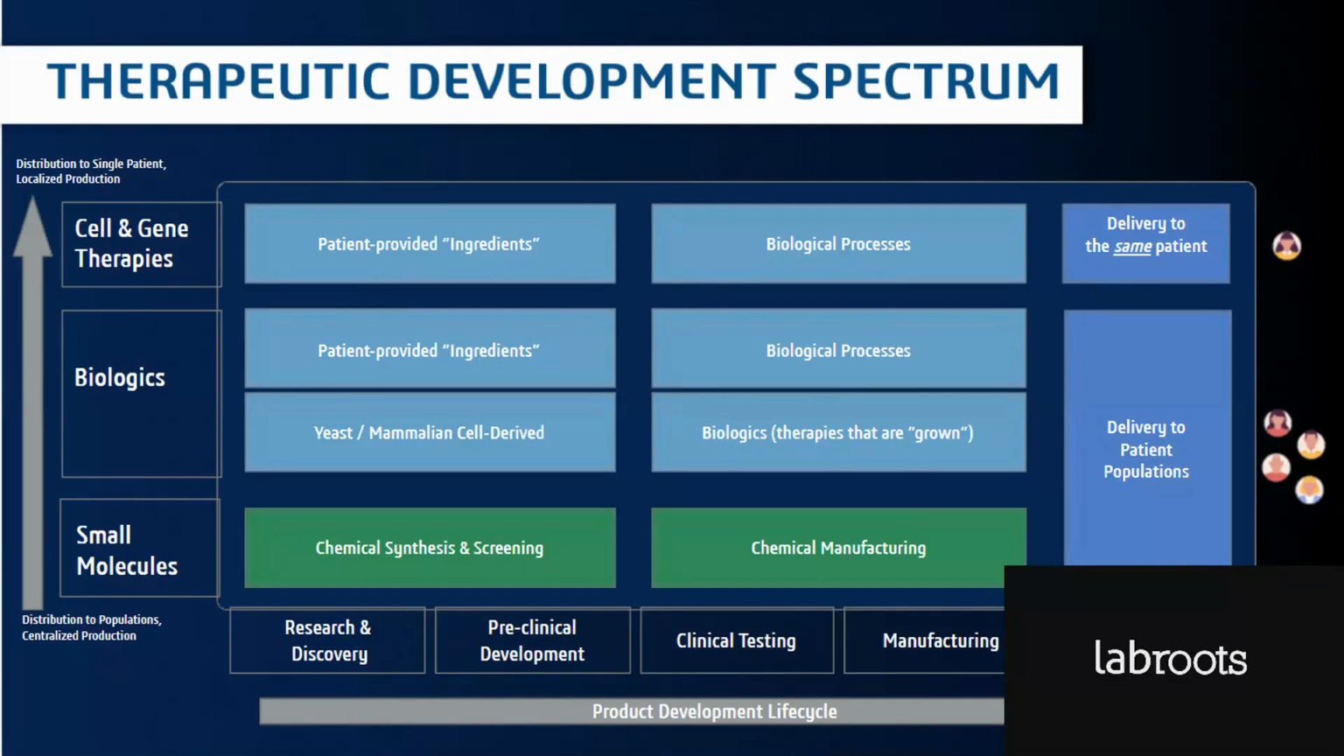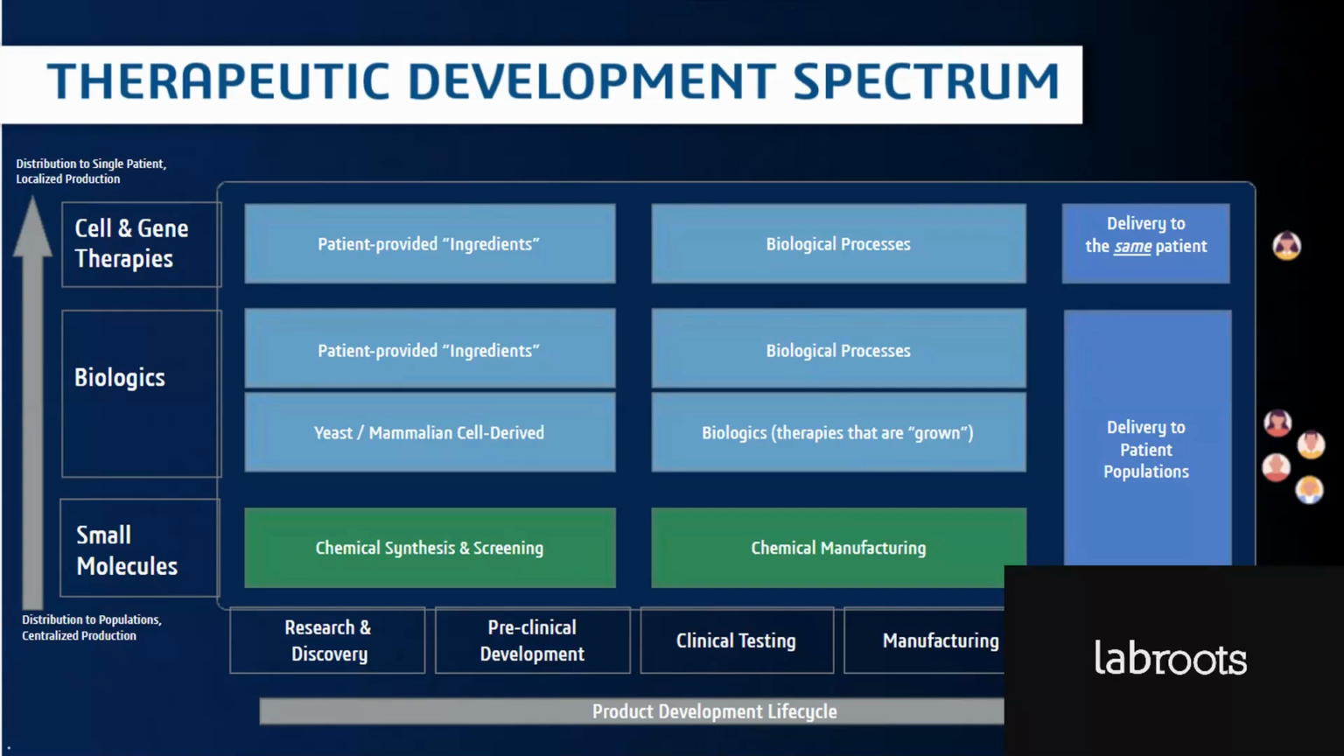In early stage research and discovery, you're dealing with chemical synthesis and screening, and then that moves into chemical manufacturing. If you're looking at a biologics process stream, you may have yeast or mammalian cell-derived processes, or ones that are more individualized, patient-provided ingredients as you move to smaller patient populations as you move up this vertical y-axis. And then for biologics, you're moving into biologic process development and clinical testing or other biologics process. All of those first three are delivery to patient populations.